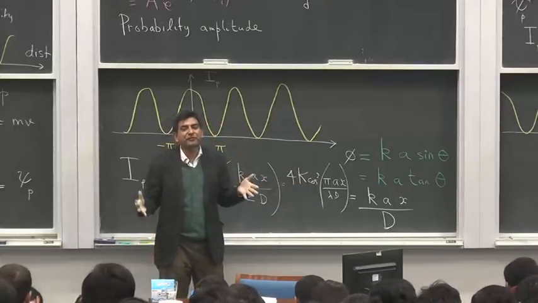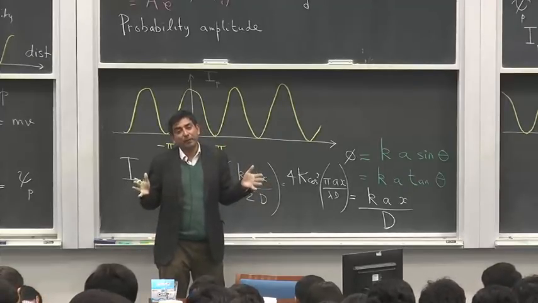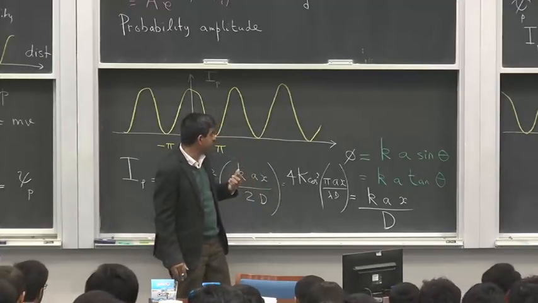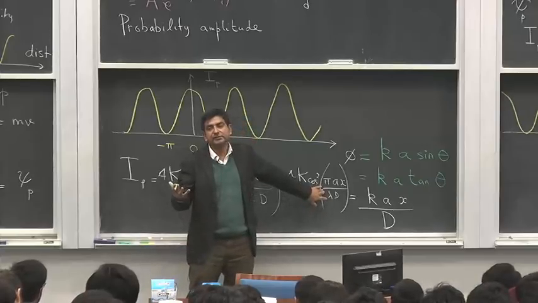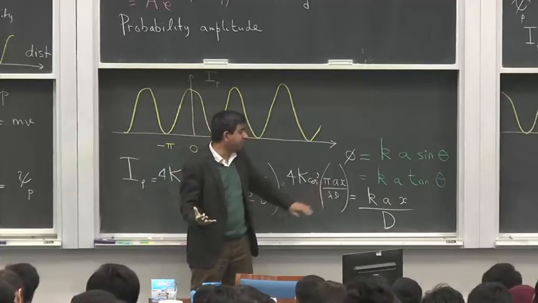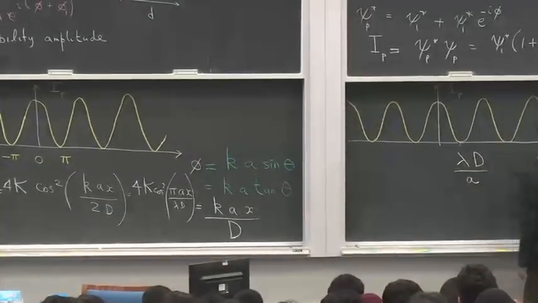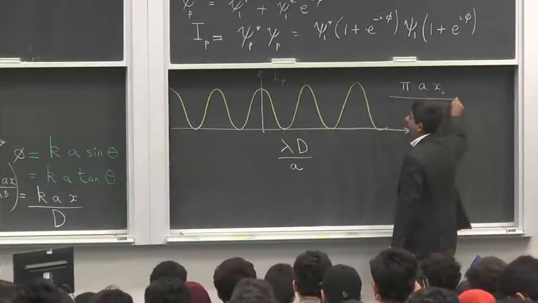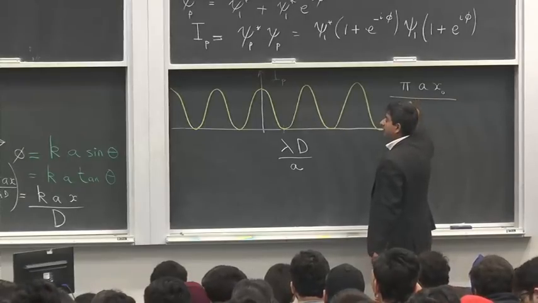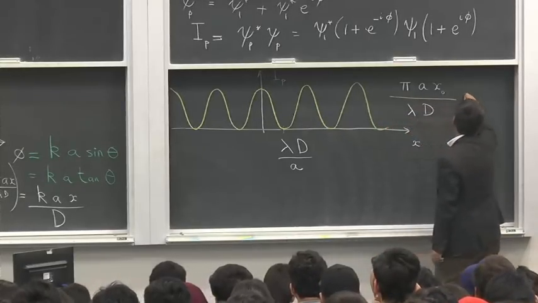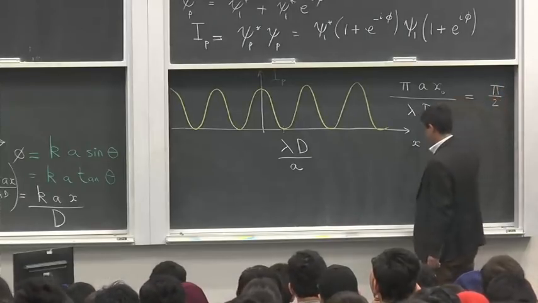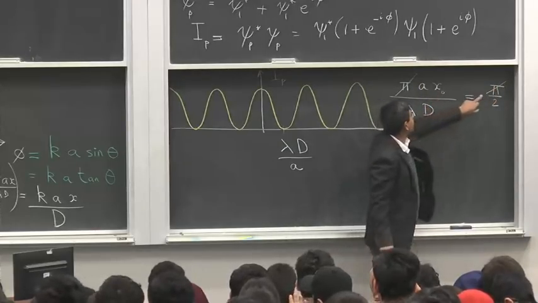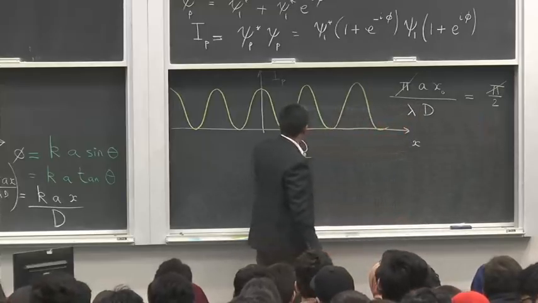Now my question is, I would like to find out the minimum. Where does the first minimum in intensity occur? Looking at the formula, the first minimum in the intensity occurs where this object equals pi by 2. This means pi A x, this is the minimum here, x, I call it x naught, over lambda capital D, I want this to be equal to pi by 2. This means my x naught is lambda D over 2a.